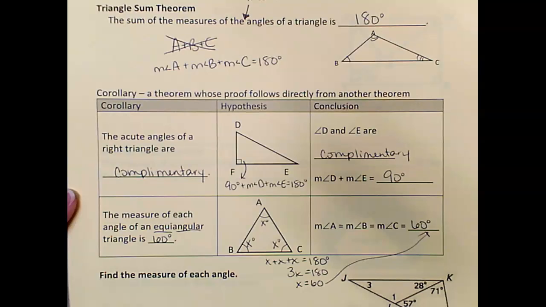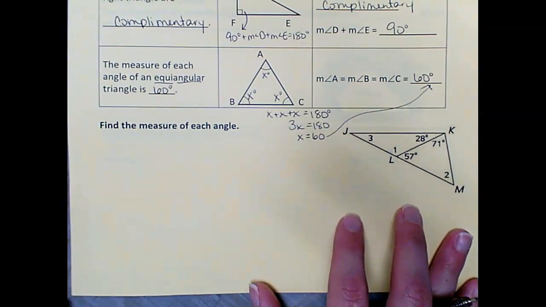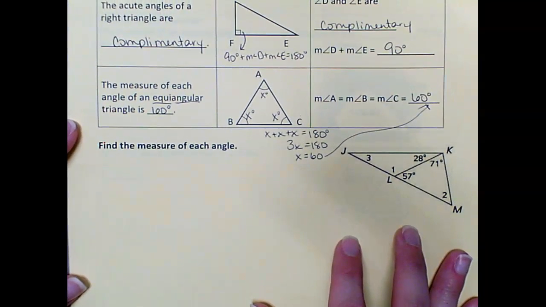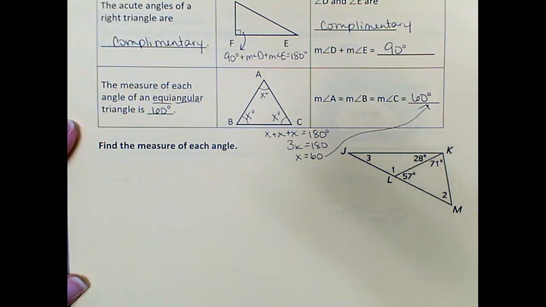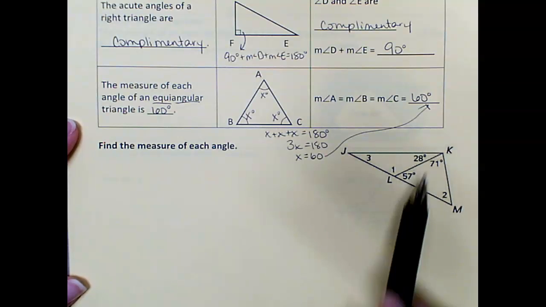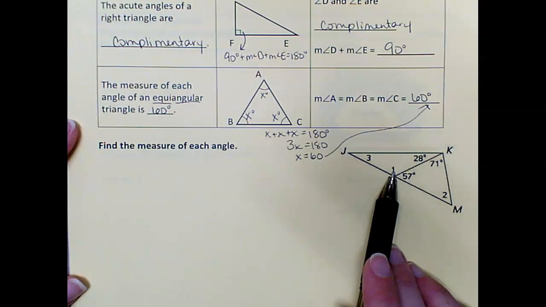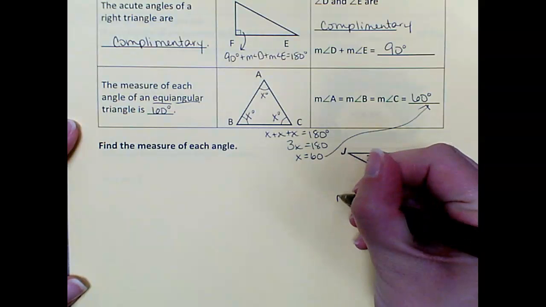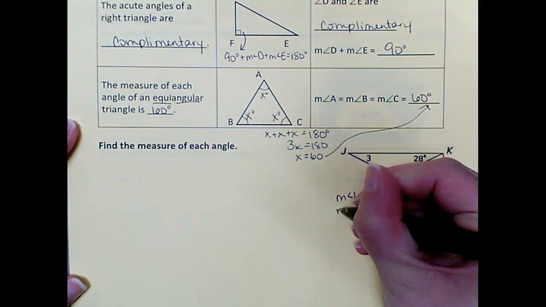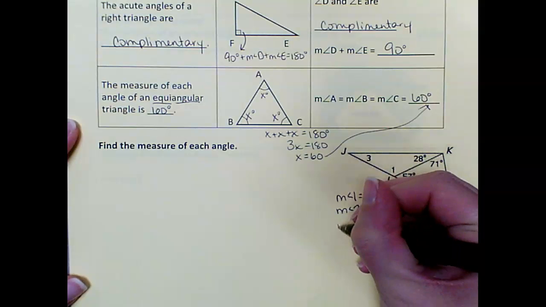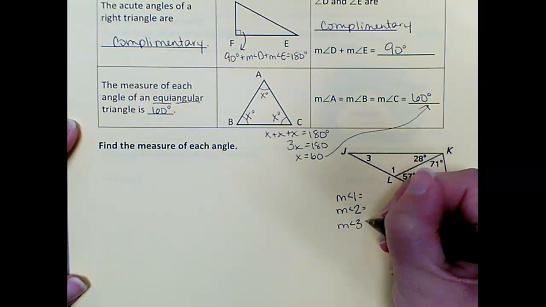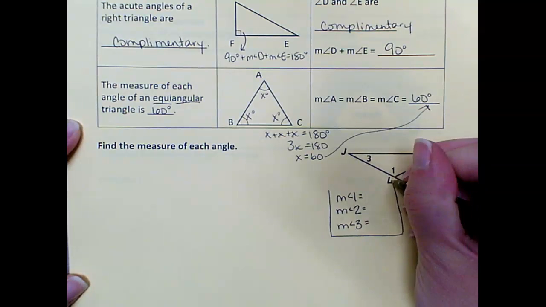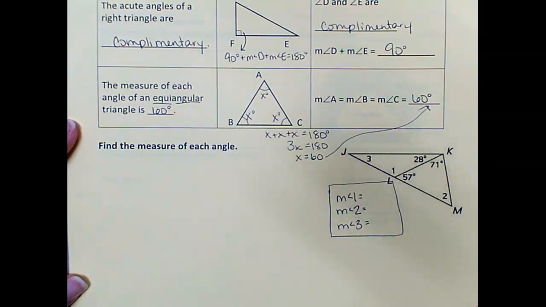Okay, so I'm going to go ahead and move this up. We're going to look at our first figure. It says find the measure of each angle. I've got some angle measures here, but then I also have angle 1, angle 2, and angle 3 that I have to find the measures of. Those are all going to be answers that I need before I can finish my problem.